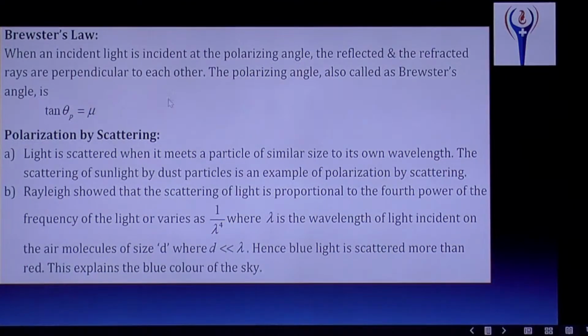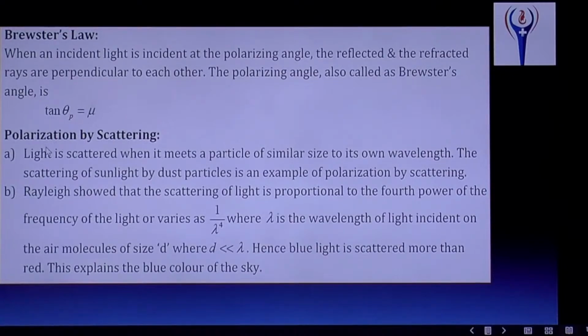And Brewster's law is a continuation of polarization. Tan theta equals mu. Here also problems will be asked. Theta is the angle of polarization. Tangent of the angle of polarization is equal to refractive index. This is called Brewster's law.